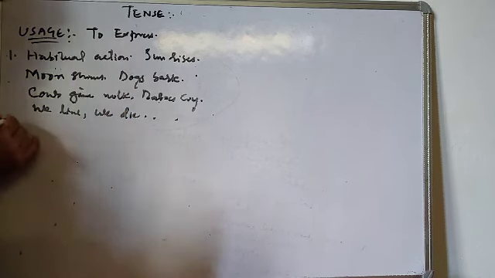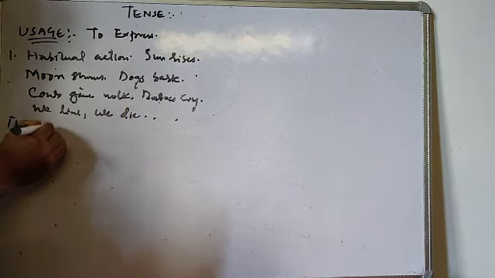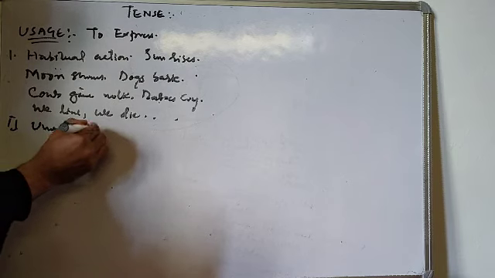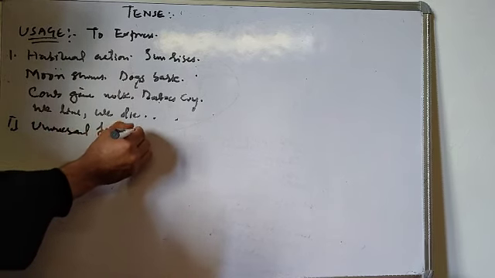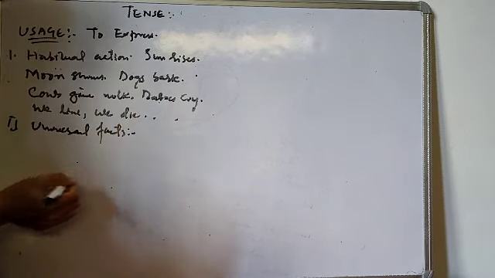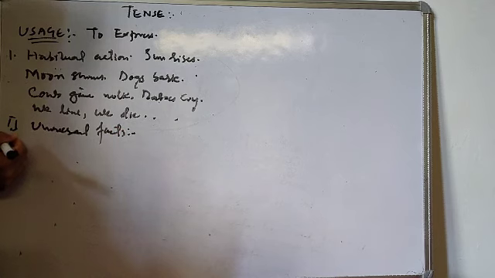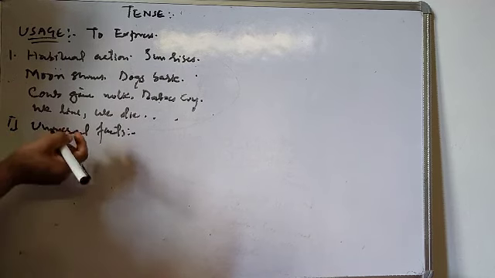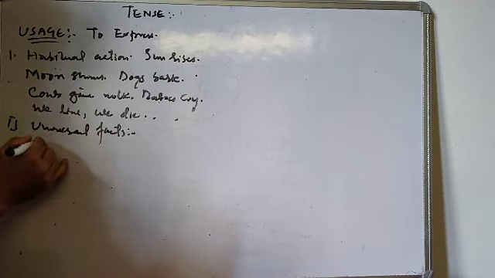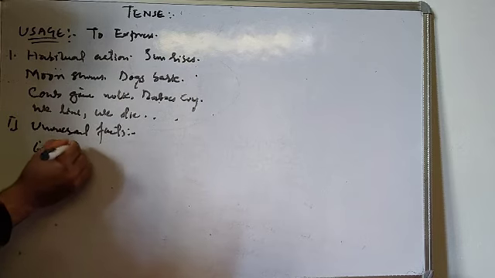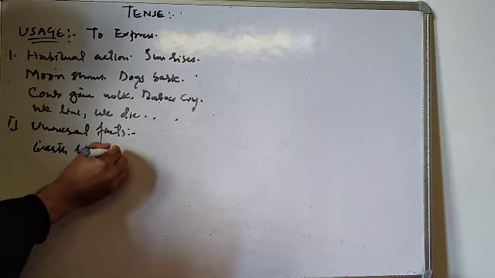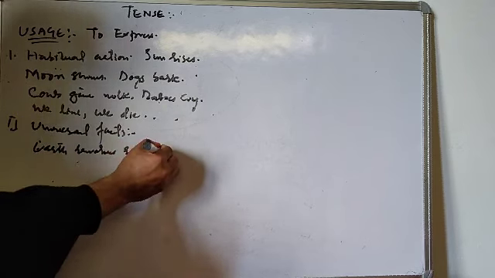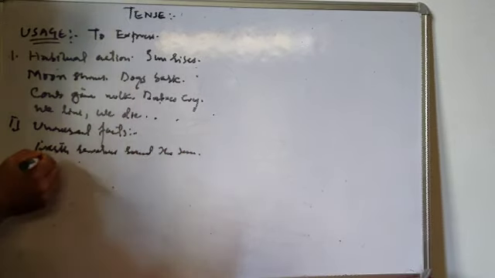Number two, it is universal facts. Universal facts are basically globally accepted truths, truths which can never be denied, which can nowhere be denied. For example, Earth revolves around the sun.